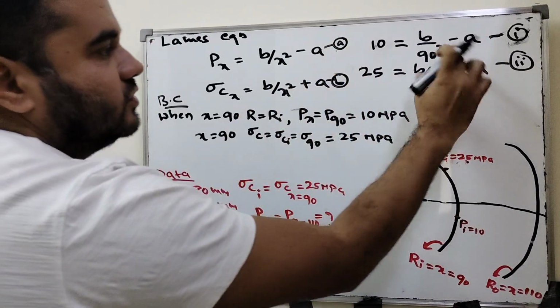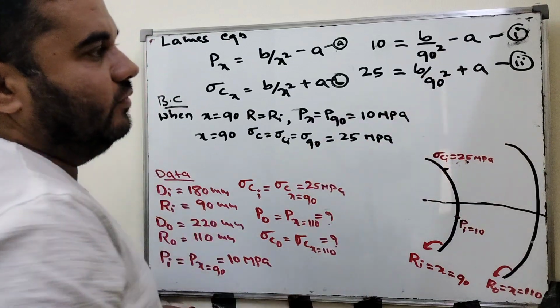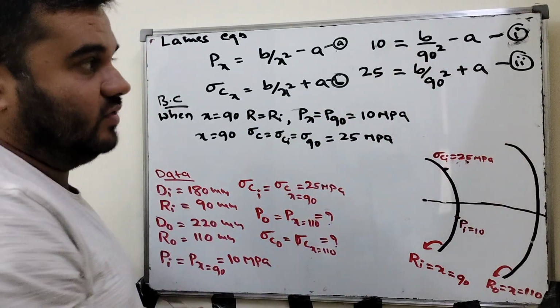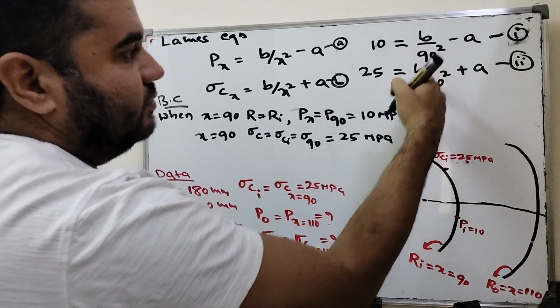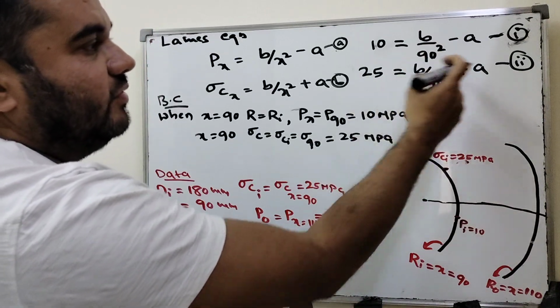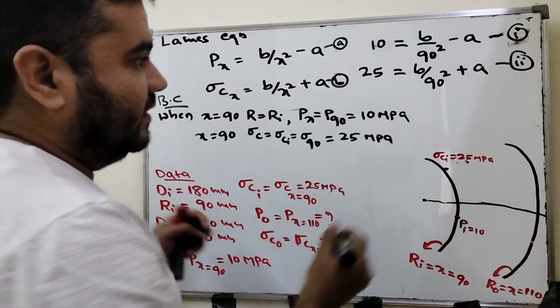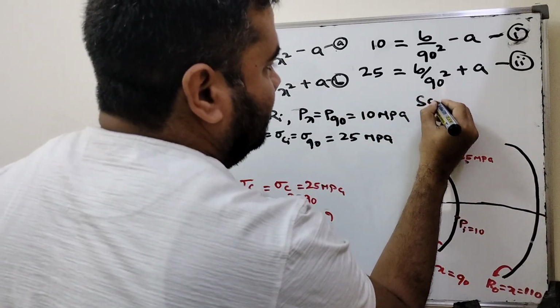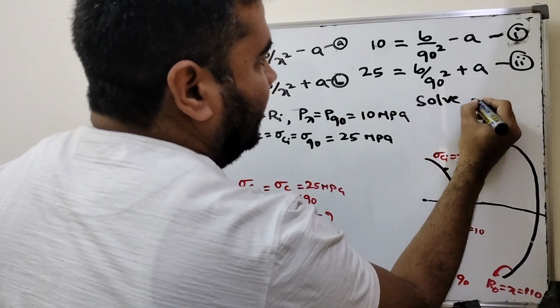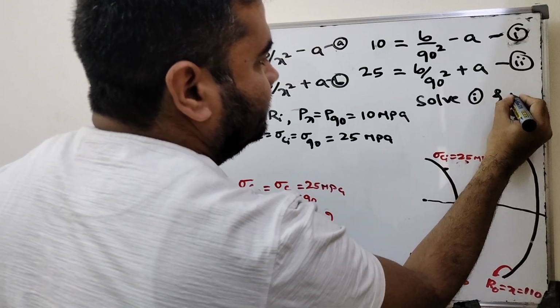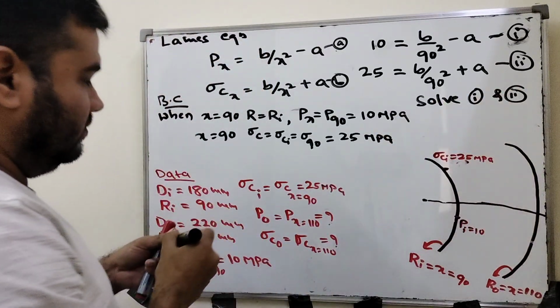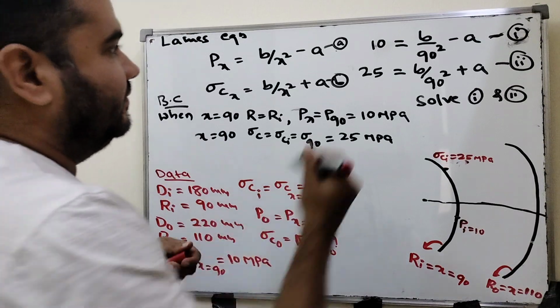Now from 1 and 2, solve 1 and 2, and you will get the unknown values a and b. If you add, these two will cancel, you will get b, and then substitute the b value in any one equation, you will get the a value. I will go directly to solving here. Solve 1 and 2. What will we get here?